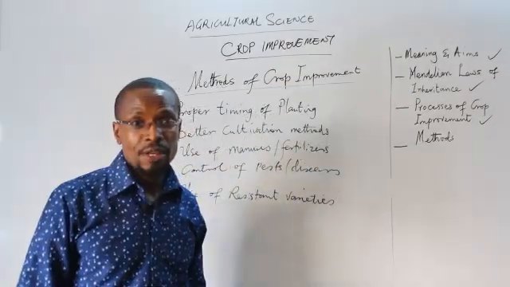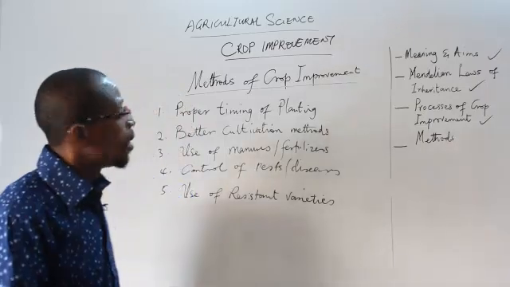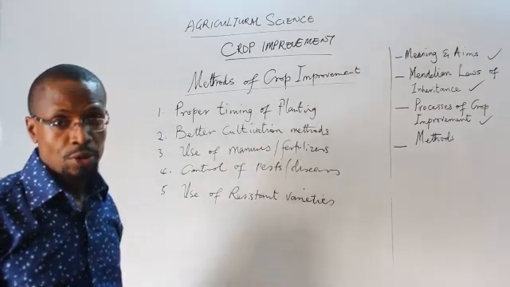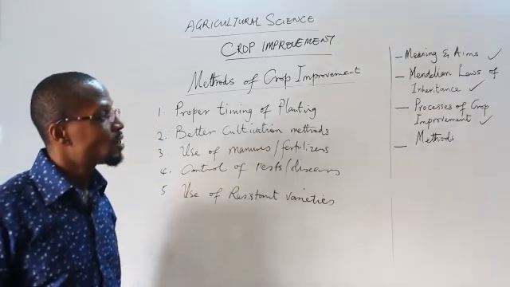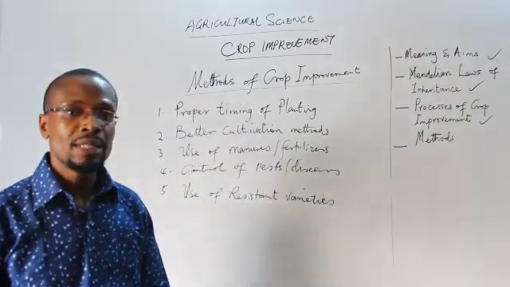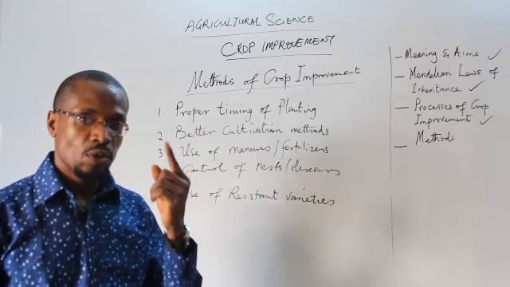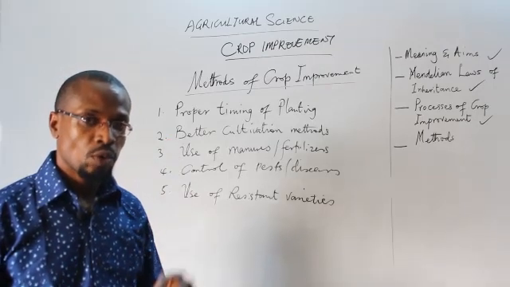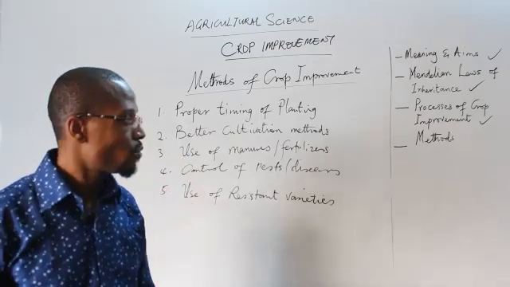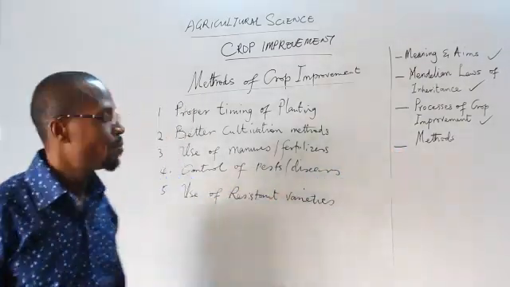Now, quickly, let's wrap things up. Methods of crop improvement or methods of improving crop productivity. We have just considered processes, okay, of crop improvement. What were the processes we considered? We looked at introduction, we looked at selection, and we looked at hybridization. That can also form one of the methods, okay, of crop improvement.